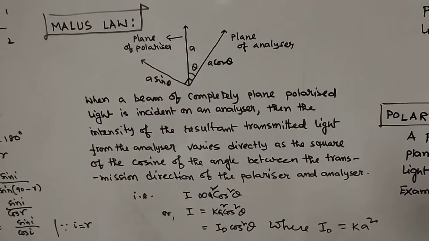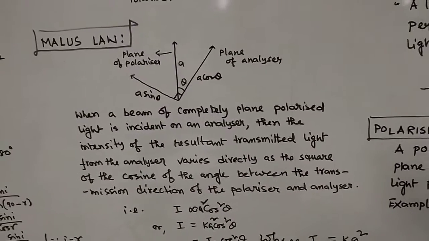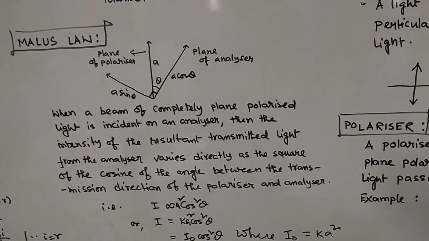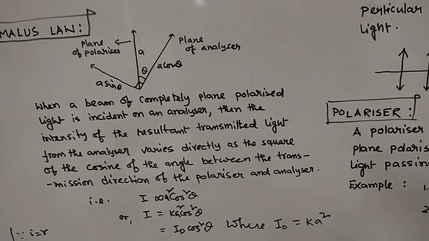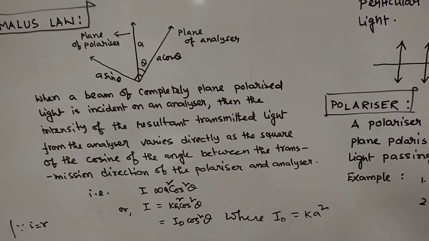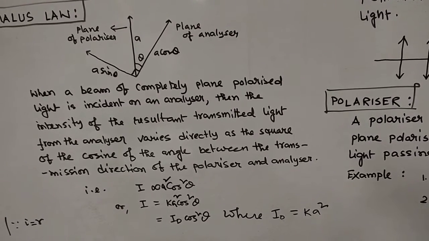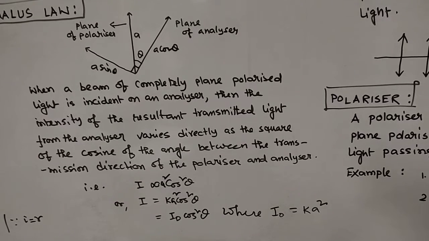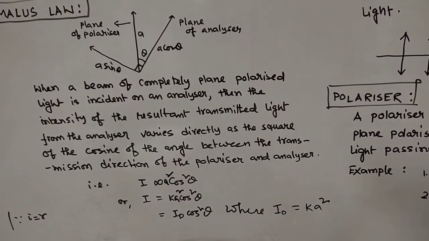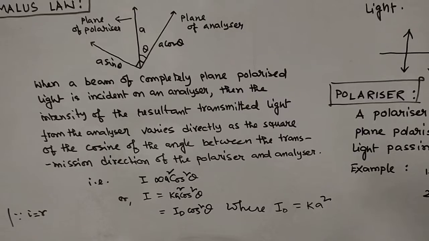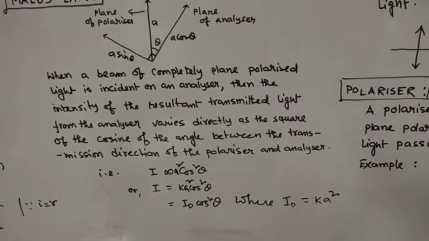Now let me read out what we have written in the statement. When a beam of completely plane polarized light is incident on an analyzer, then the intensity of the resultant transmitted light from the analyzer varies directly as the square of the cosine of the angle between the transmission direction of the polarizer and analyzer.